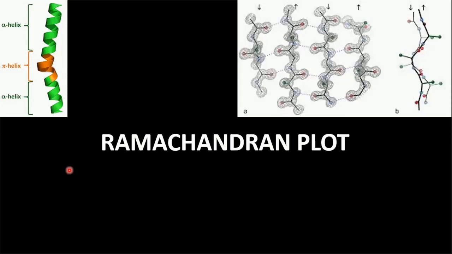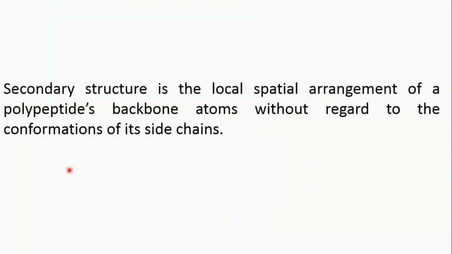So before going ahead, we just see what is the correct definition of the secondary structure. Then we will be looking at different points and different concepts related to Ramachandran plot. So the definition of secondary structure is that secondary structure is the local spatial arrangement of a polypeptide's backbone atoms without regard to the conformation of its side chains.